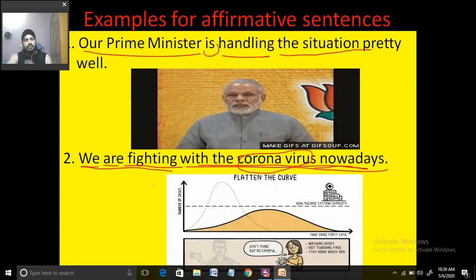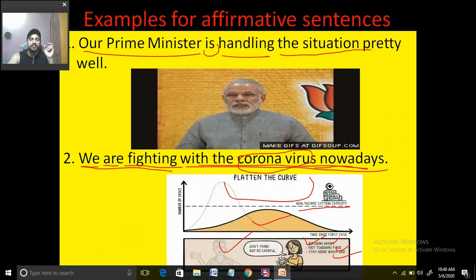Now you can see one slide here. You can see the flattening of the curve, that healthcare system capacity was full and it got decreased, and then there is some sort of suggestion going on here. The person was not careful earlier. Then this girl as a cartoon is telling us don't panic but be careful. What we need to do is wash our hands, not touch our face, and we should stay at home. Stay home when sick.